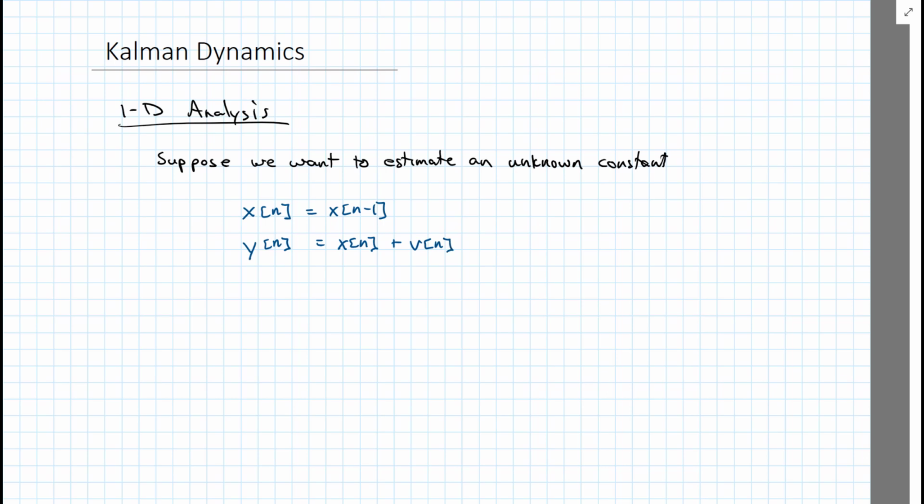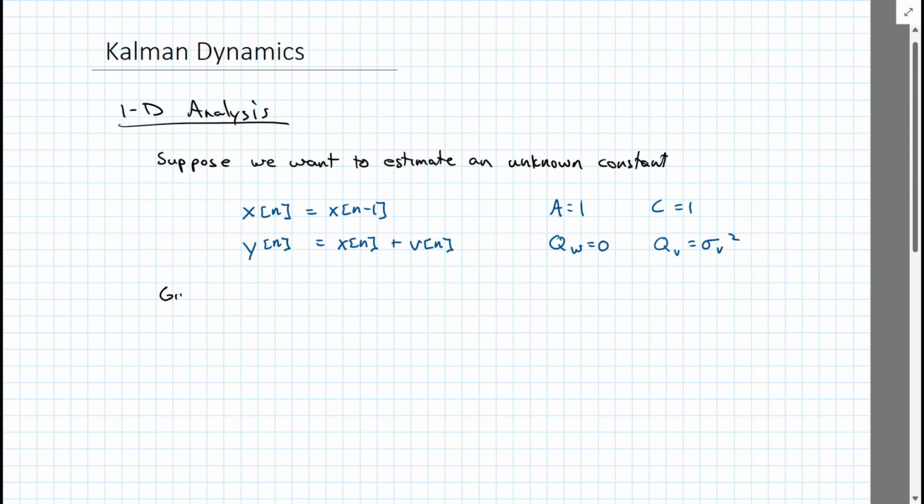So for this particular model, we would have A equals 1, and we'll have C equals 1. For the noise, our process noise is 0. Things don't change. And the observation noise is just going to be a single random variable with a variance of sigma v squared.